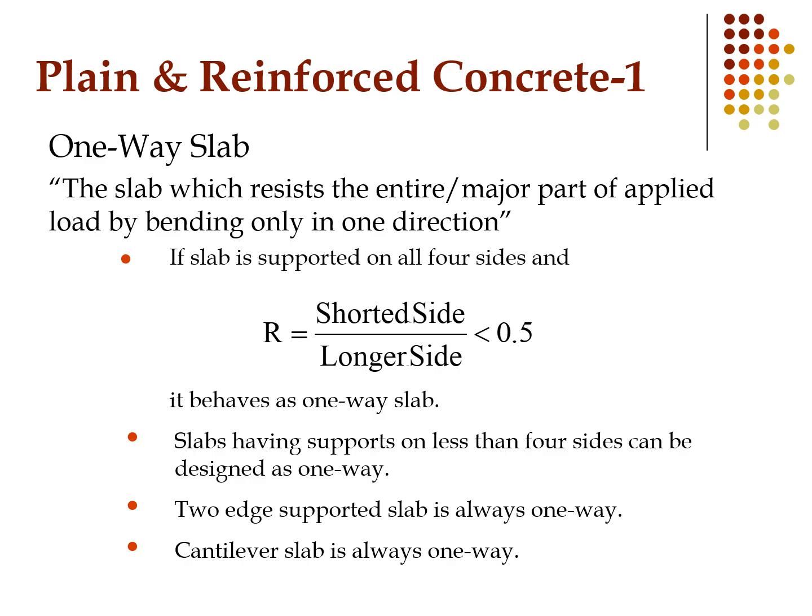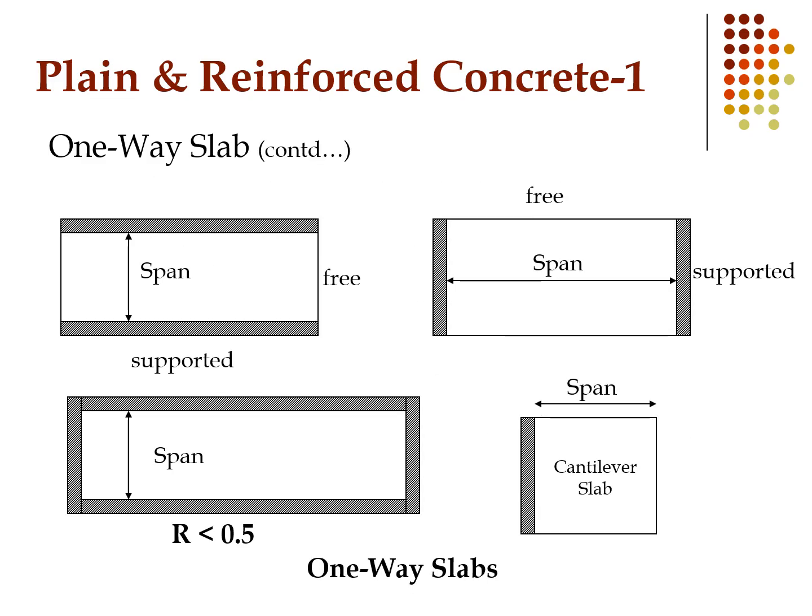A slab having support on less than 4 sides can be designed as a one-way slab. Let's say the slab is only supported by 2 sides. We need to design that slab as a one-way slab. A cantilever slab is always designed as a one-way slab. For example, sunshades we normally design as a one-way slab.